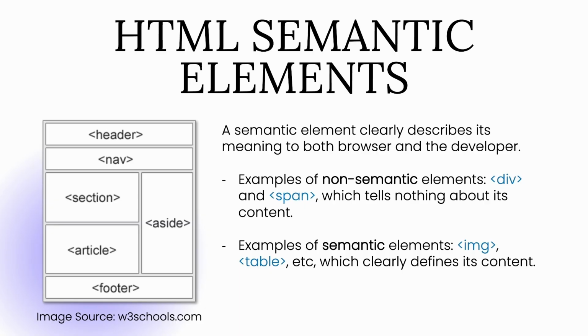So let's start by asking a simple question: what are semantic elements? And the answer is semantic elements are elements with meaning. That's right, a semantic element clearly describes its meaning to both the client browser and the developer also. Examples of non-semantic elements include div tag, span tag, which tells nothing about its content, but on the other hand, examples of semantic elements include the image tag, table tag, article tag, and so on, which clearly defines its content.